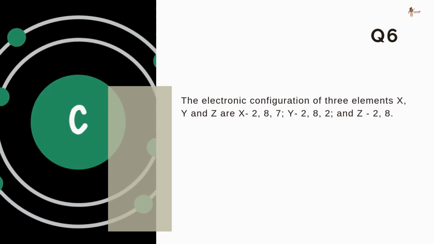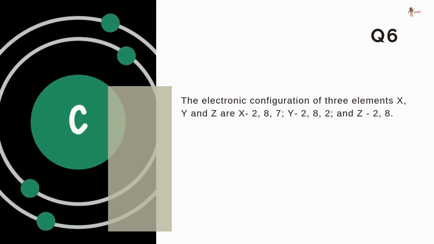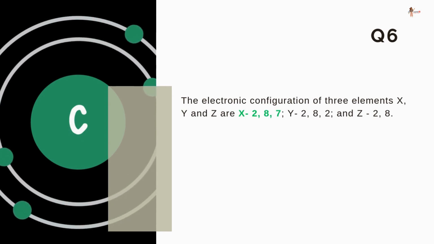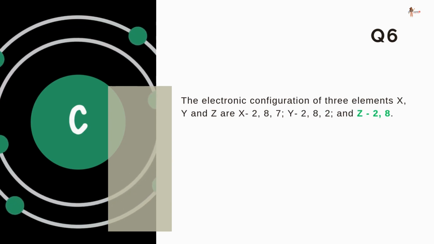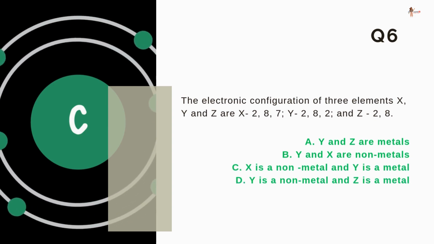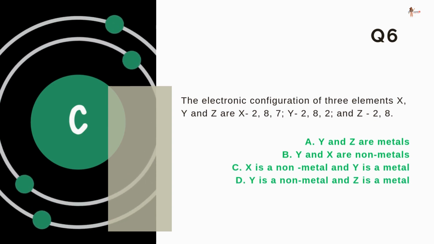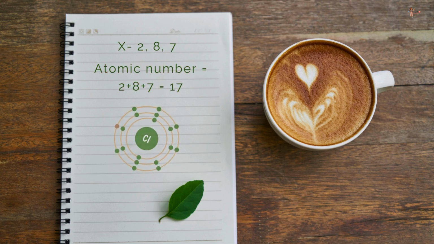The electronic configuration of three elements X, Y and Z are: X is 2, 8, 7, Y is 2, 8, 2 and Z is 2, 8. Which of the given options is correct? Now, the electronic configuration of X is 2, 8, 7. Atomic number is 17. So the element is chlorine.